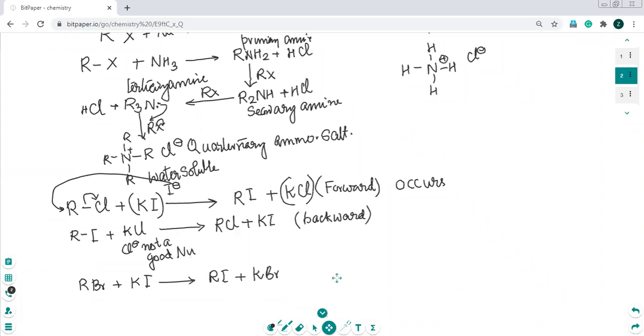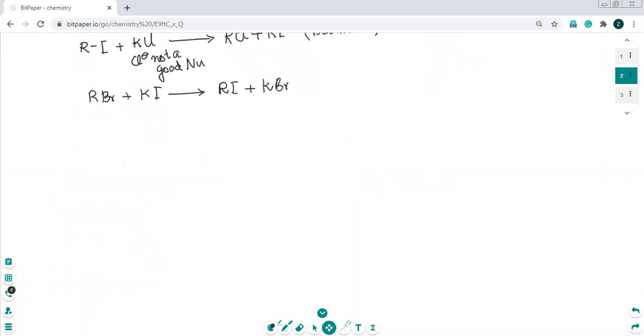Let us look at the mechanisms of these reactions. There are two types of mechanisms which I have already mentioned. Let us look first at the SN2 reaction, a bimolecular reaction. There are certain characteristics of SN2 reactions. Number one, the kinetics of the reaction.